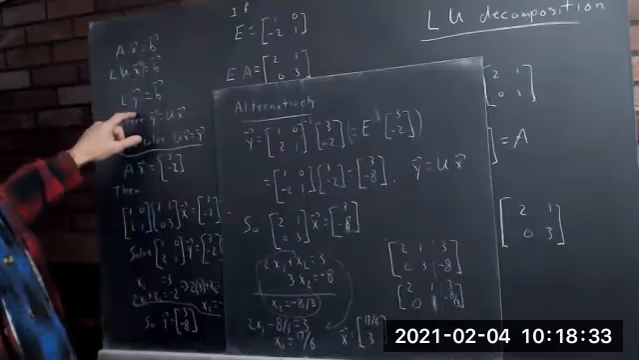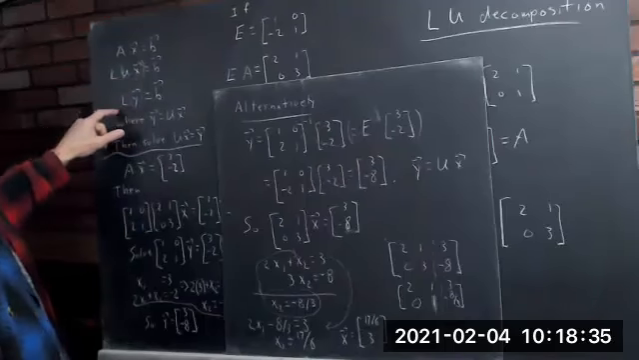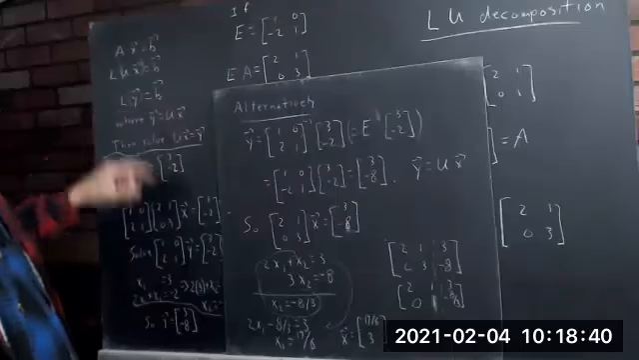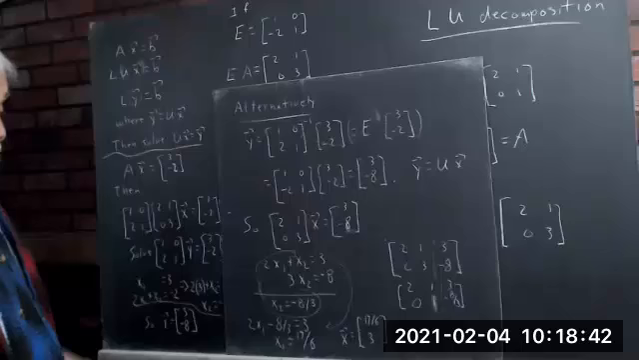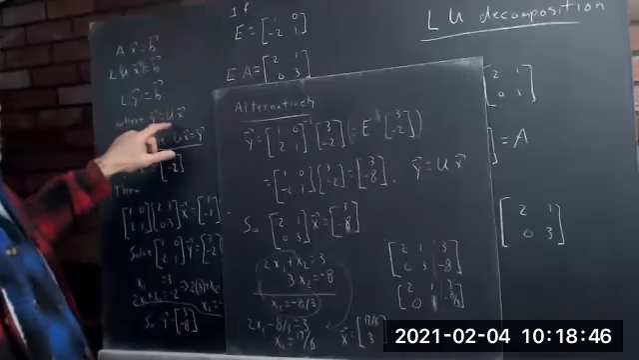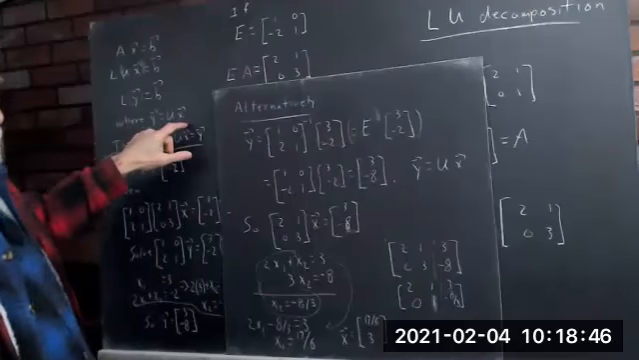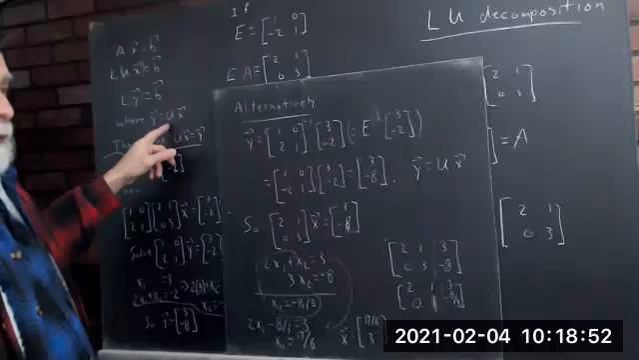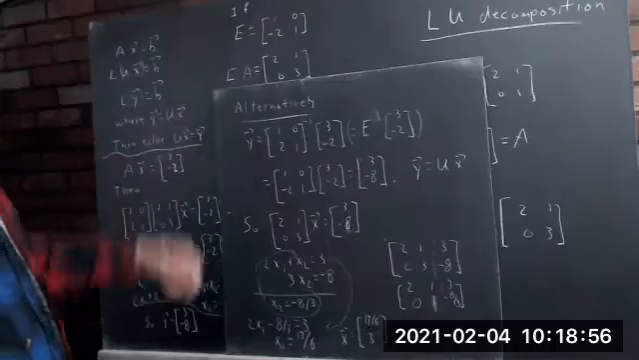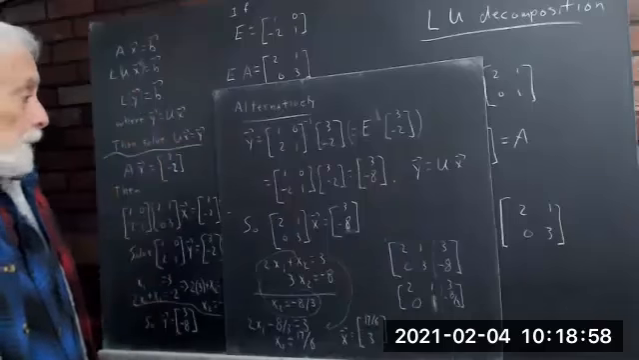If you let UX equal Y, you have an equation you can easily solve because L is a triangular matrix. You can solve it by forward substitution. And then Y equals UX. You can solve for X using an upper triangular matrix, and you can solve that by backward substitution. So it's a very straightforward process.